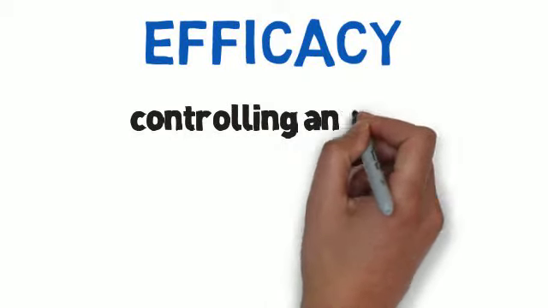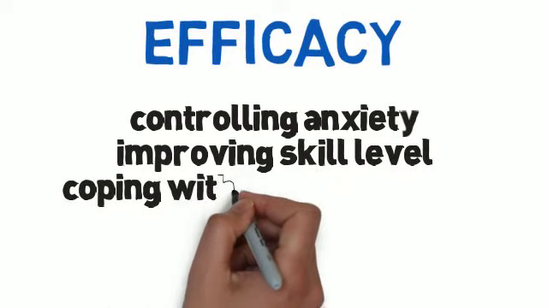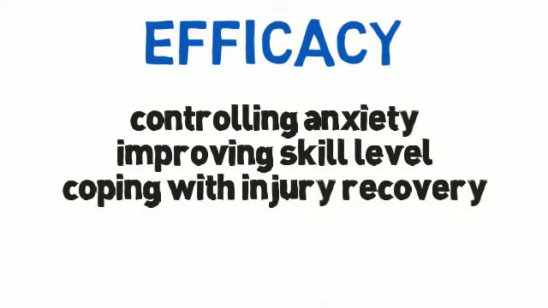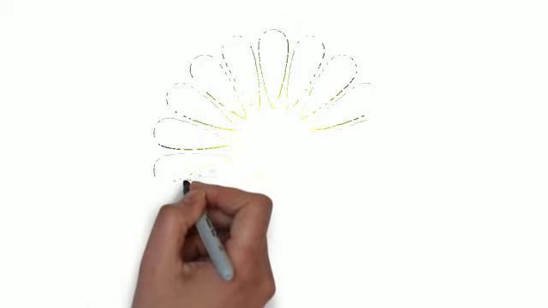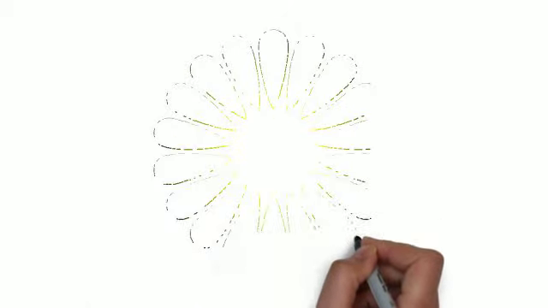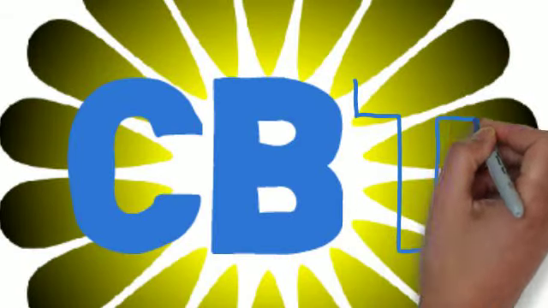Research on the efficacy of cognitive interventions has generally shown them to be effective in controlling anxiety, improving skill level, and coping with and recovering from injury. Although cognitive theory began in opposition to behavioral theory, in practice the two theories are compatible and are often employed together in treatment. Combined with behavioral interventions, this is one of the most widely used models in sports psychology.